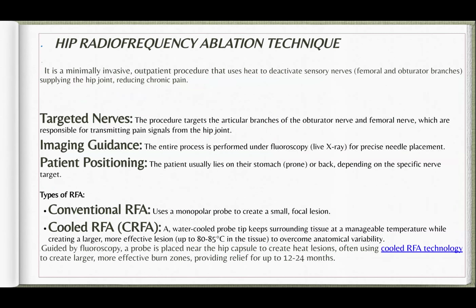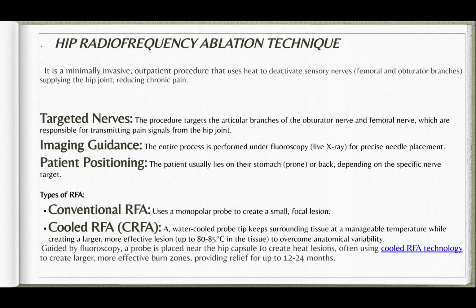Hip radiofrequency ablation technique. It is a minimally invasive outpatient procedure that uses heat to deactivate sensory nerves, the femoral or the obturator branches, supplying the hip joint, reducing the chronic pain. Targeting nerves: the procedure targets the articular branches of the obturator nerve and femoral nerve, which are responsible for transmitting pain signals from the hip joint. Imaging guidance: the entire process is performed under fluoroscopy or live X-ray for precise needle placement. Patient positioning: the patient usually lies on their stomach, that is prone position, depending on the specific nerve target.